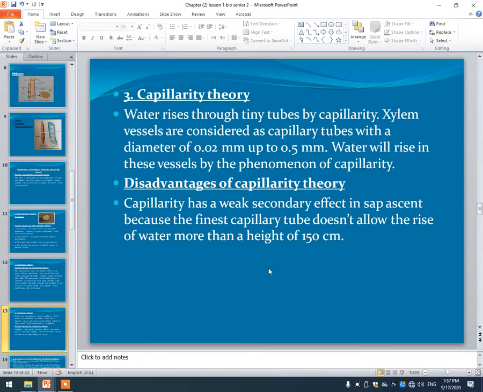Number three, capillarity theory. Water moves through tiny tubes by capillarity. It means the moving of water through tiny tubes. Xylem vessels are considered capillary tubes with a diameter of 0.02 millimeter up to 0.5 millimeter. So water will rise in these vessels by the phenomenon of capillarity. But how can water go up? There is a disadvantage of capillarity theory. It has a weak secondary effect in sap ascent because the finest capillary tube doesn't allow water to rise more than a height of 150 centimeters.